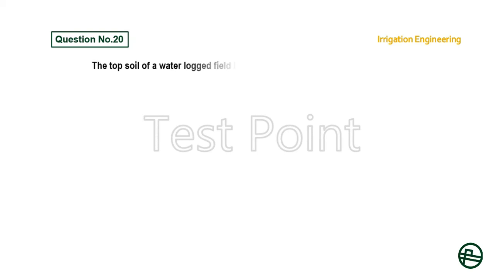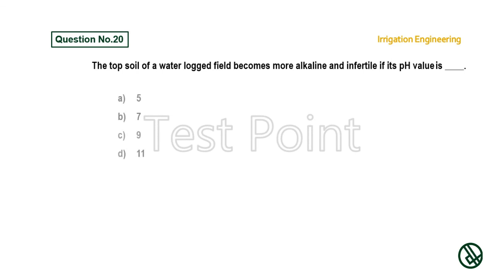Question number 20. The topsoil of a waterlogged field becomes more alkaline and infertile if its pH value is: Option A, 5. Option B, 7. Option C, 9. Option D, 11. Answer is option D, 11.